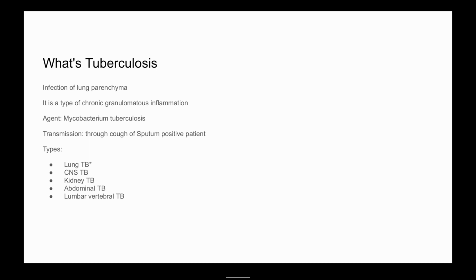There are multiple types of TB, but the main entity of this lecture is lung TB. The other ones, for the sake of information, are also enlisted. These are CNS TB, or to be specific, meningeal TB, kidney TB, abdominal TB, lumbar vertebral TB, also known as Pott's disease.